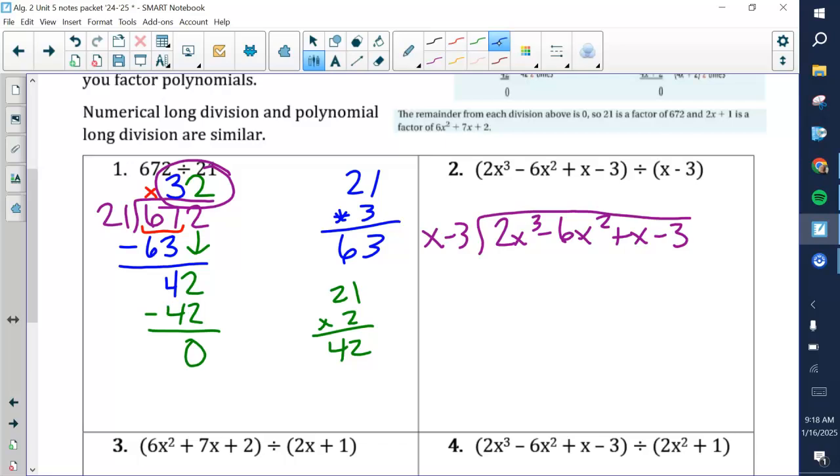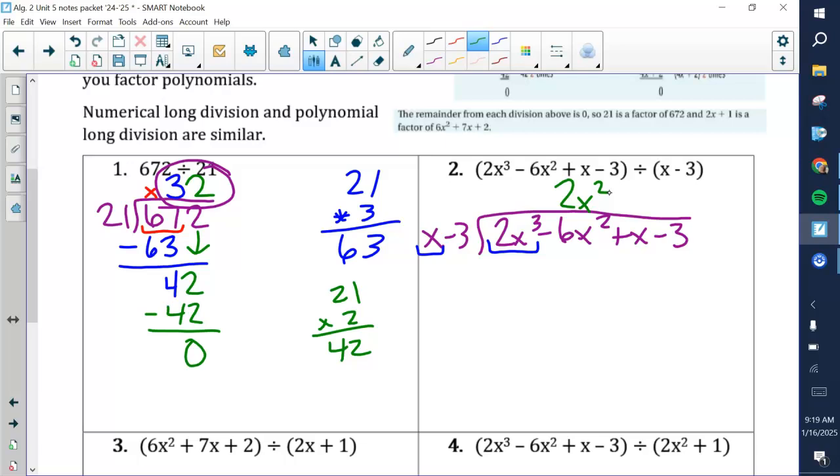My first priority is to eliminate 2x cubed. That's all I want to focus on right now. And all I want to focus on here is x, my first term. What would I multiply by this x to get 2x cubed? I would get 2x squared. So I want to put that above my x squared term.